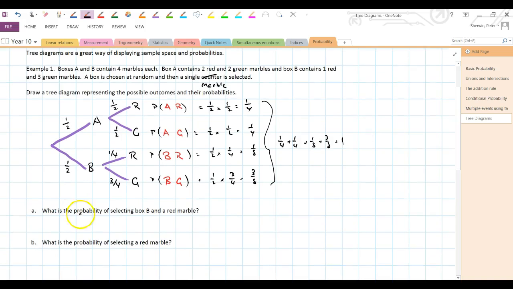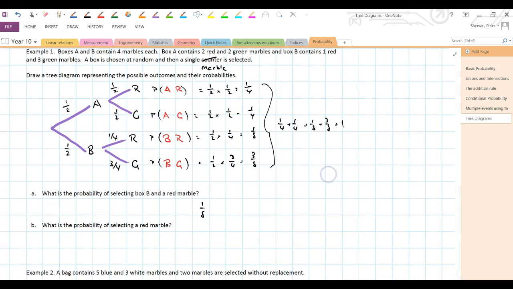So let's go down. What's the probability of selecting box B and a red marble? Box B and a red marble, there it is there, 1/8. So we follow it along, BR. What is the probability of selecting a red marble? Well, what are the outcomes that work for this? There's a red marble there, and there's a red marble there.